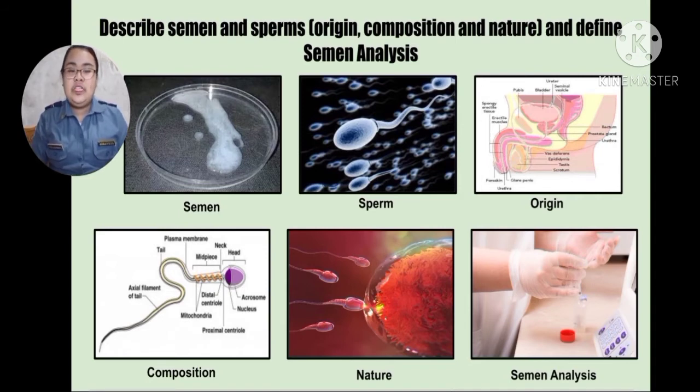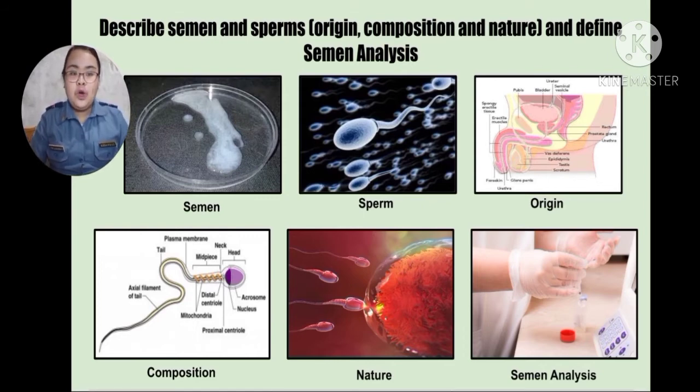Ito daw po yung identification ng semen sa rape case or sa sexual assault. So, ang primary aim daw po ng forensic semen analysis is to sample and examine smears or other biological material taken from the assailant, from the victim, or doon sa mga stains na nakita dun sa clothes or sa other evidence doon sa crime scene.